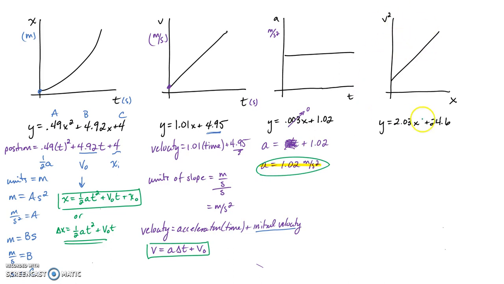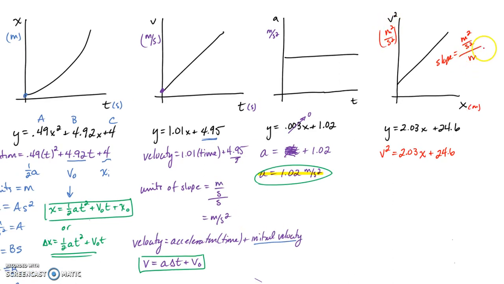And so now I'm going over to my last graph over here. And that graph has to do with my velocity squared versus position. So let's get a new color out. Let's go red. So this here is velocity squared equals 2.03 x, where x is position, plus 24.6. Now again, let's look at those units. So the units for slope would be velocity squared, which is meters squared per second squared, divided by the units for position, which is meters.